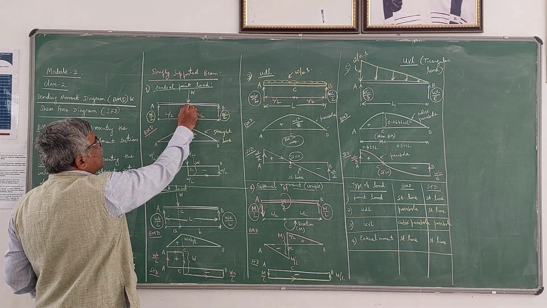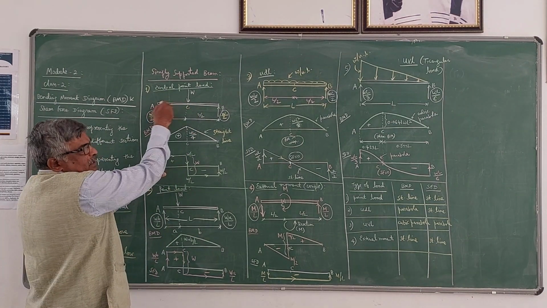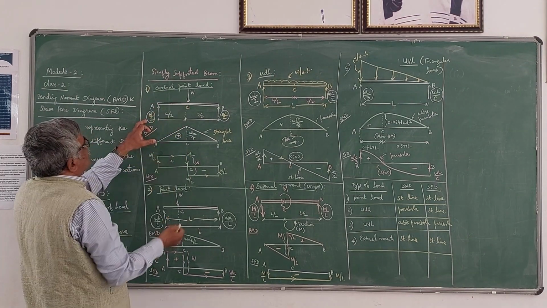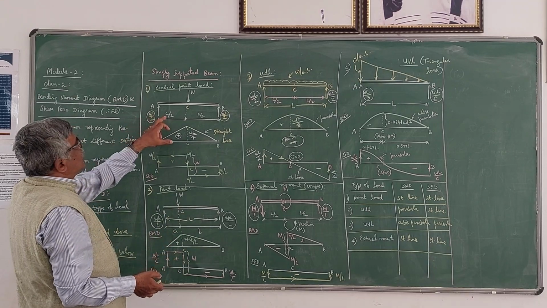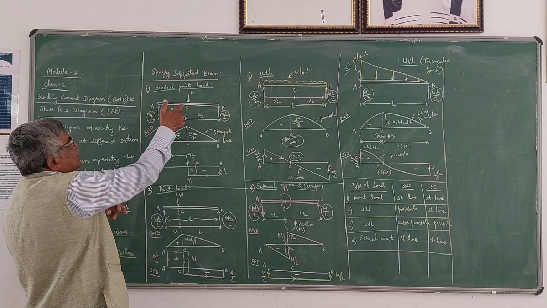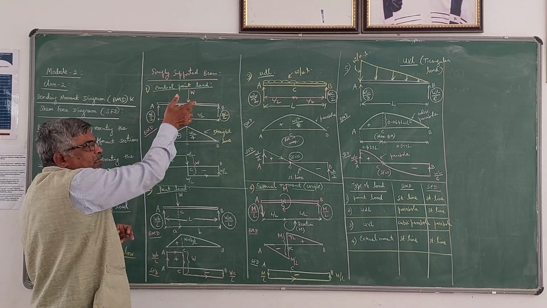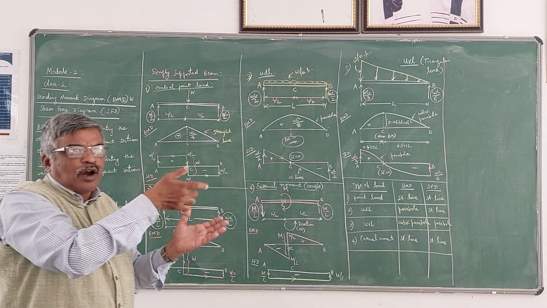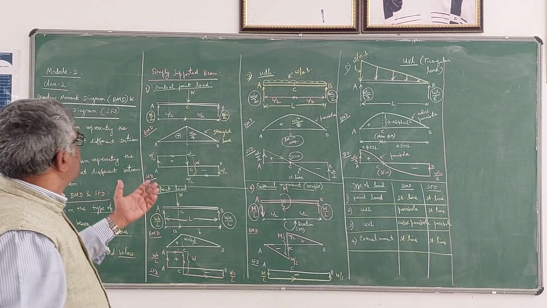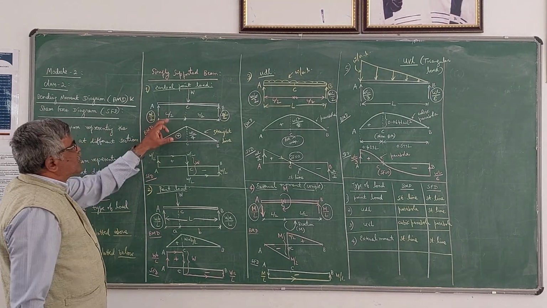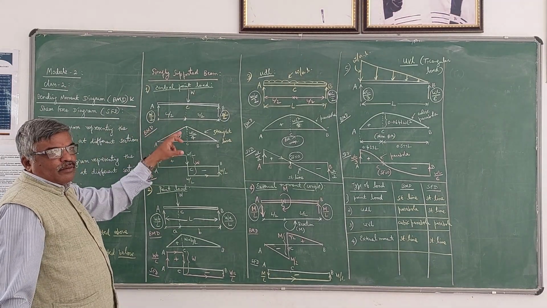So the value of bending moment at C you can easily calculate. Just see the left side: W by 2 is the reaction multiplied by L by 2. That is the moment. Since it is acting upwards, as I already told in the last class, upward forces give positive bending moment. W by 2 into L by 2 becomes WL by 4. That is the value of bending moment at C.